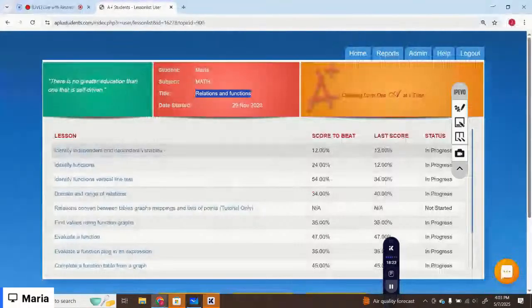And the chapter we are on right now is relations and functions. To start with, the first lesson: identify independent and dependent variables.